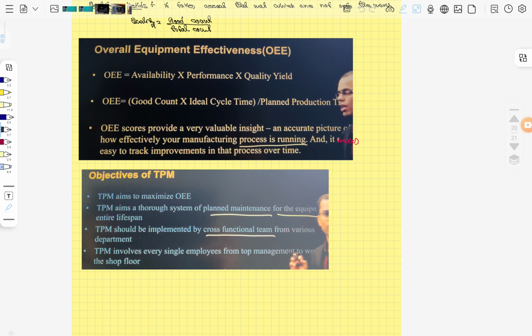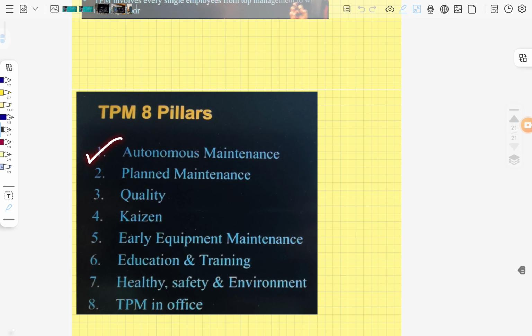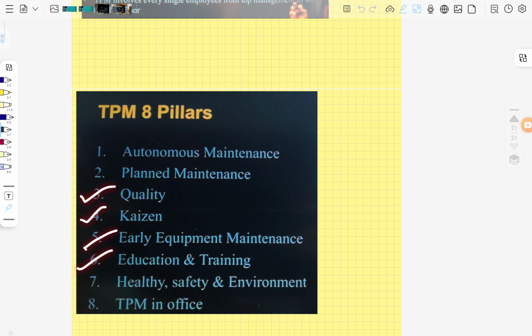TPM aims to plan the maintenance and documents. TPM should be implemented across the various functions. TPM involves single employees from the top of the management to the shop floor. So the TPM 8 pillars: automation, planned maintenance, quality, Kaizen, early equipment, education, healthy thing.